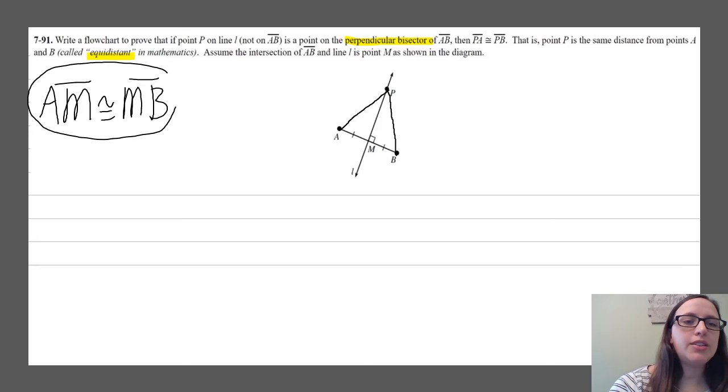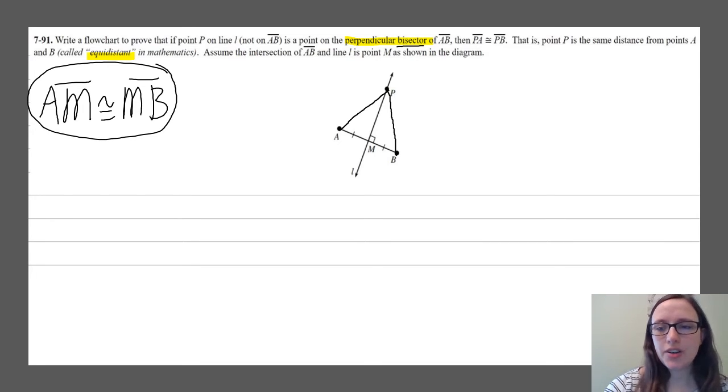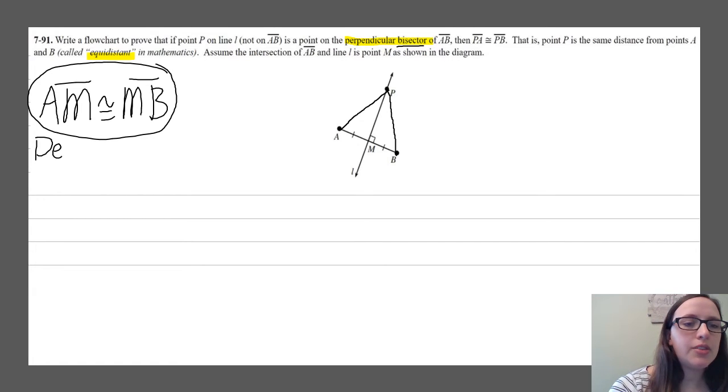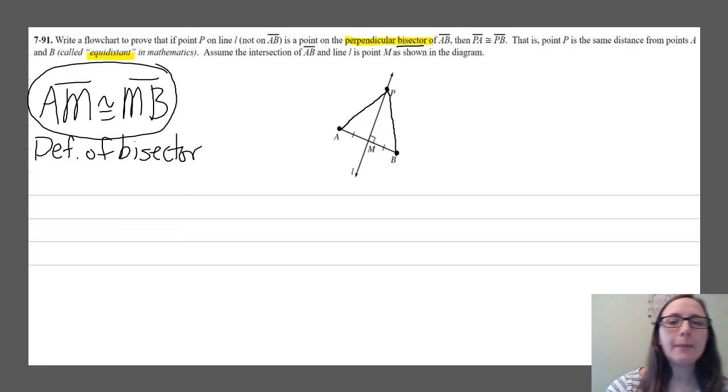And I know that it's given, but it's also coming from the bisector part of perpendicular bisector. So I'm going to put definition of bisector. All right, and then something else that I noticed is that the angle on the right side of M is 90 degrees. That means that the angle on the left side should also be 90, since they make a straight line. 90 plus 90 equals 180.